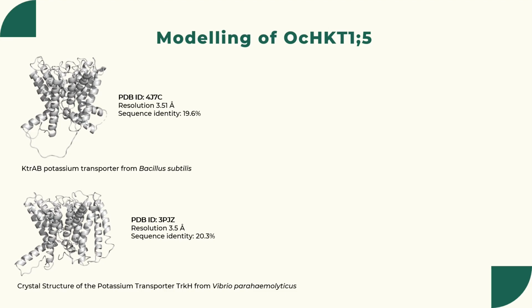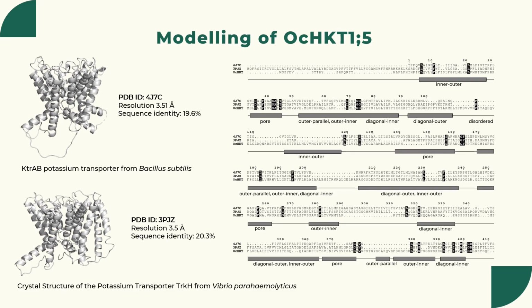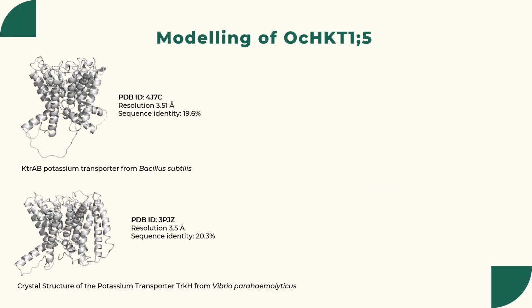But if you look at the secondary structure of the potassium channel and the OcHKT protein, we could see most of the helices are conserved. Of these templates, we selected 4J7C as the main template to model the core region, as it is structurally highly similar compared to 3PJZ. And the missing part, like the N-terminal, was taken from 3PJZ.